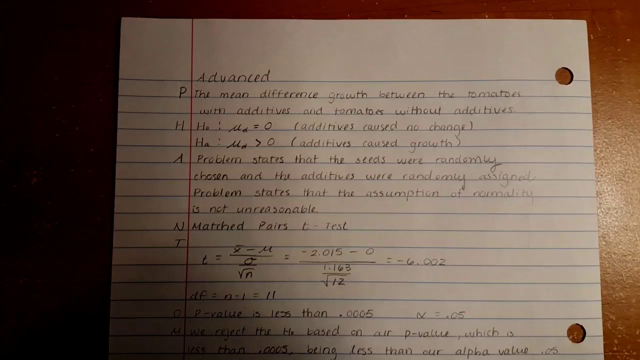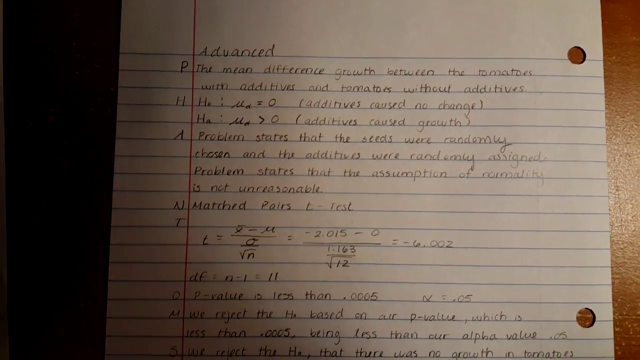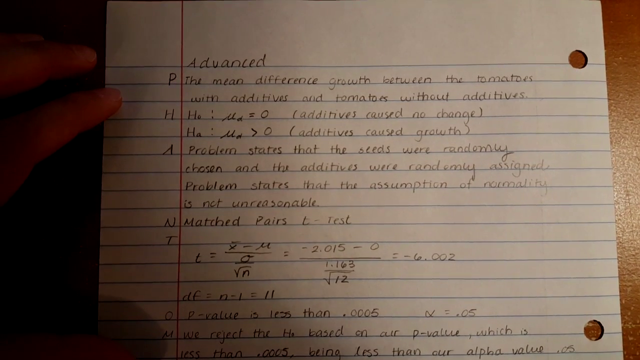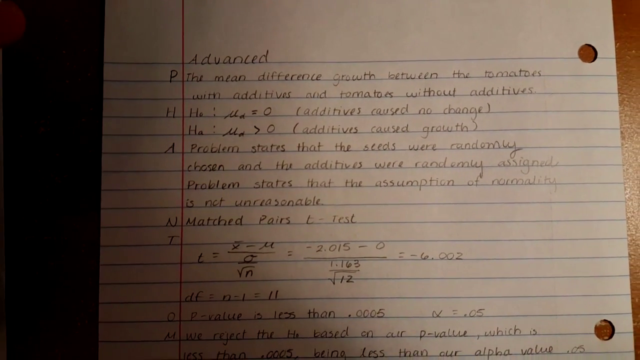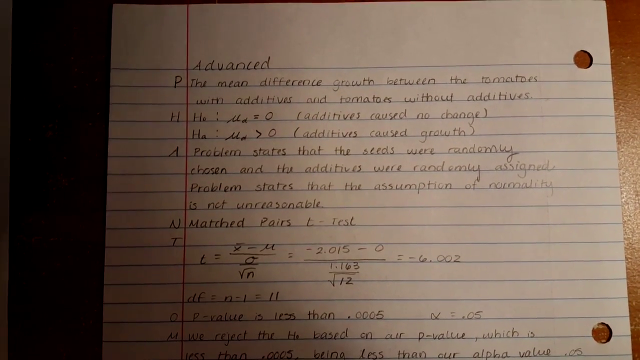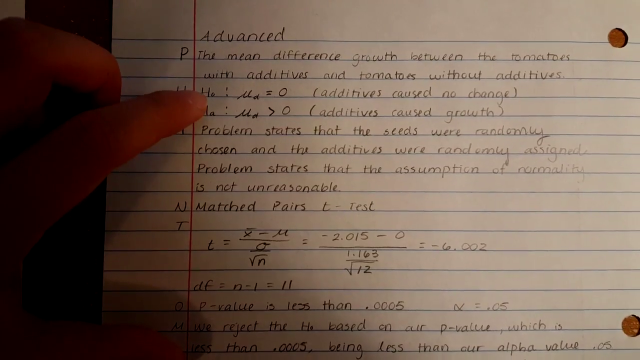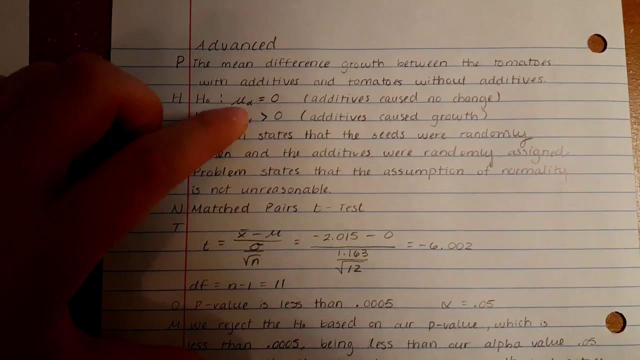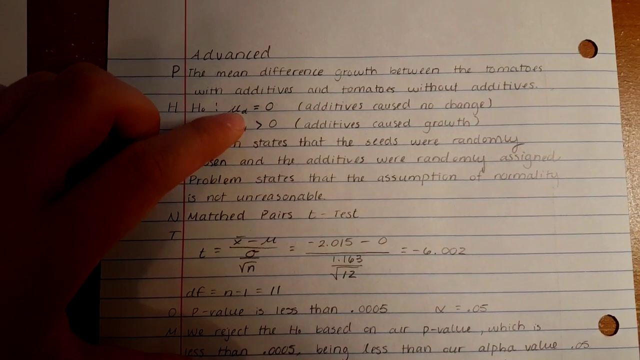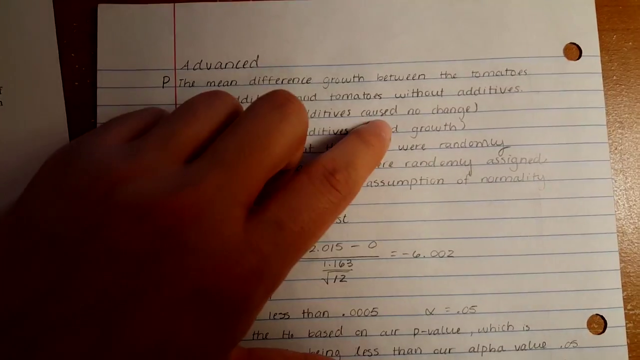Alright, we shall start with the P in PHANTOMS, parameter of interest. So the P this time is the mean difference in growth between the tomatoes with additives and tomatoes without additives. Next, H. The null hypothesis, or H0, is that the mean difference, that's why the D is there, is 0, which means that the additives cause no change.